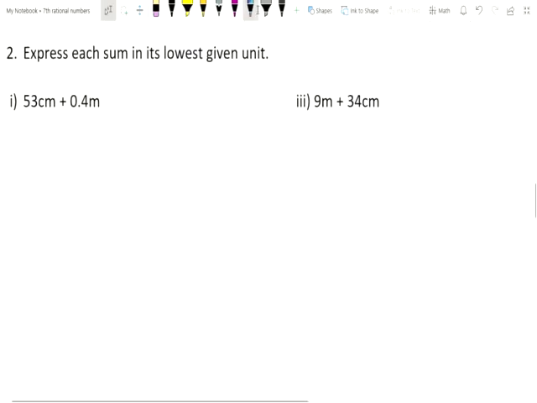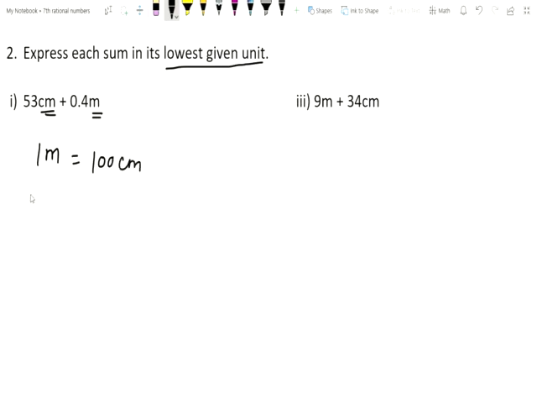Express each sum in its lowest given unit. Lowest given unit. Here what units are given? Centimeter and meter is given. So here the lower unit is centimeter. So we have to convert into centimeter. So the meter we want to convert into centimeter, and you keep the centimeter as it is. Before finding this, you write the relationship. What is the relation between meter and centimeter? In the previous question, we found that 1 meter equal to 100 centimeter.